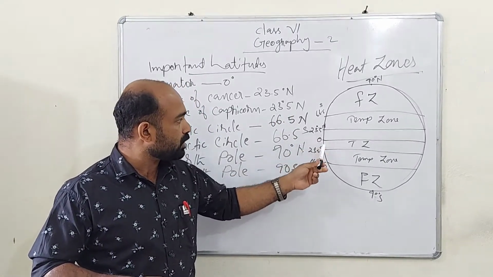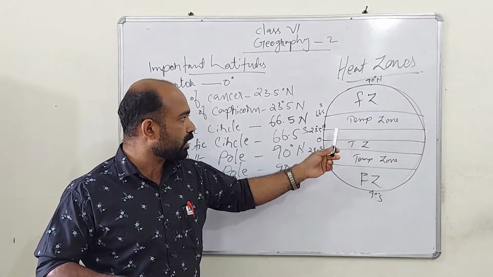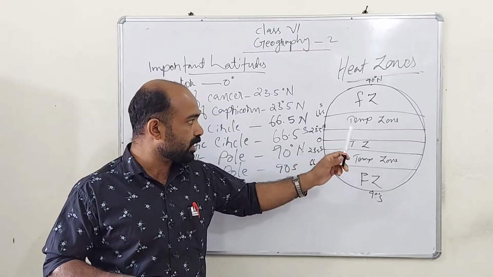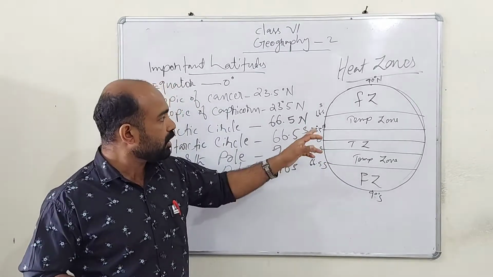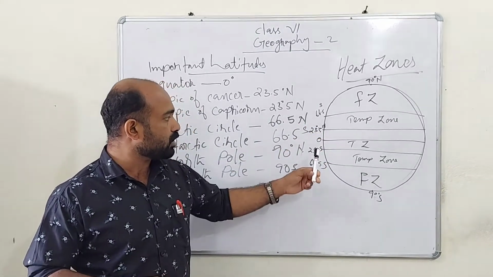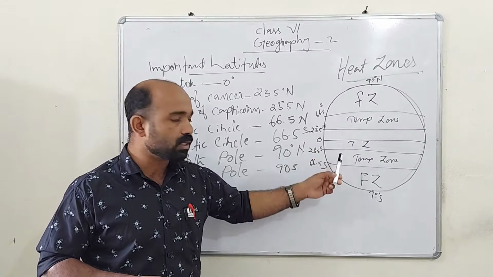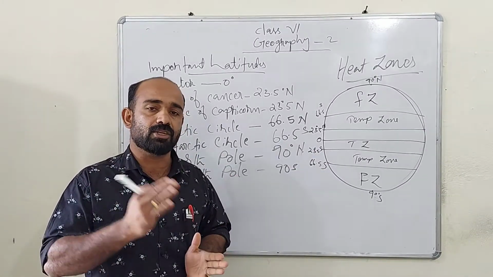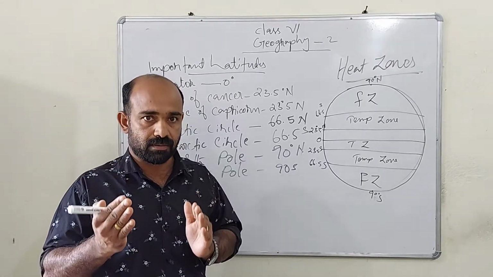In between the equator and the Tropic of Cancer and Tropic of Capricorn, we can say between the Tropic of Cancer and Tropic of Capricorn, between 23.5 degrees north and 23.5 degrees south, one heat zone is there. That heat zone is called the torrid zone.